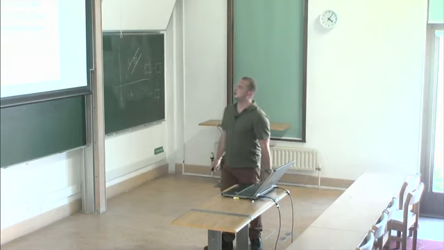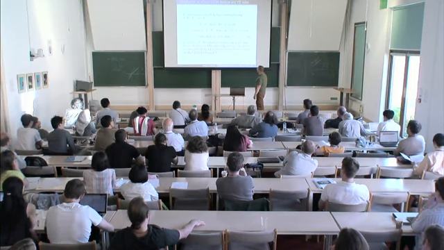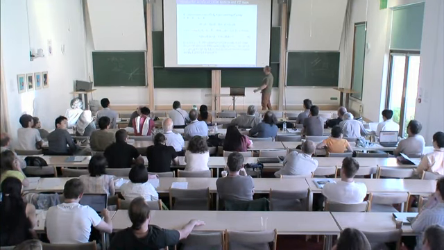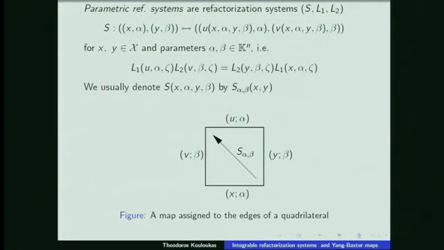So we will call the ordered pair of matrices L1 and L2 a Lax matrix, or Lax pair. And also, if this equation here is uniquely solvable with respect to U and V, we will call the refactorization system a strong refactorization system. And also the Lax pair is a strong Lax pair.